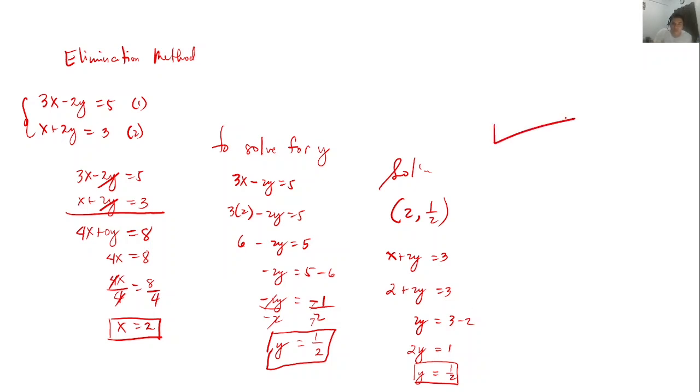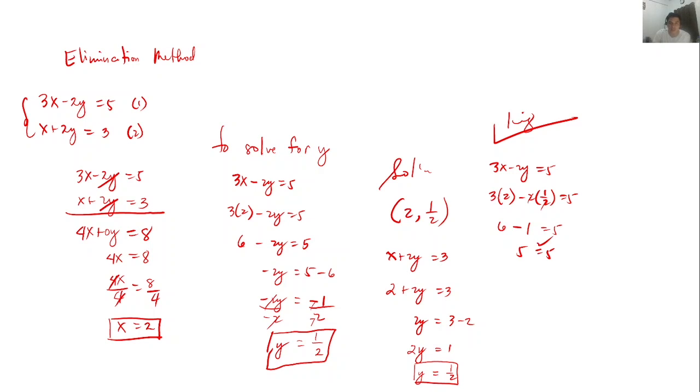To check, substitute the values 2 comma 1 half into any of the equations. Let's say 3x minus 2y equals 5. Then 3 times 2 minus 2 times, what's the value of y? The value of y is 1 half. That is equal to 5. Then 3 multiplied by 2 is 6 minus, this is cancelled out, 1 equals 5. Then what is 6 minus 1? Therefore, 5 is equal to 5.